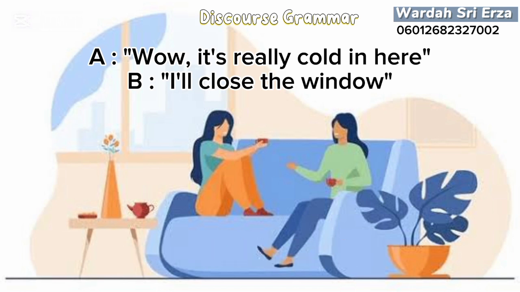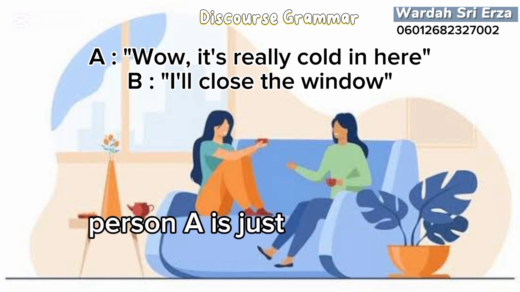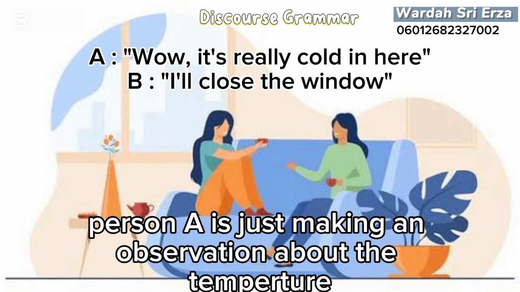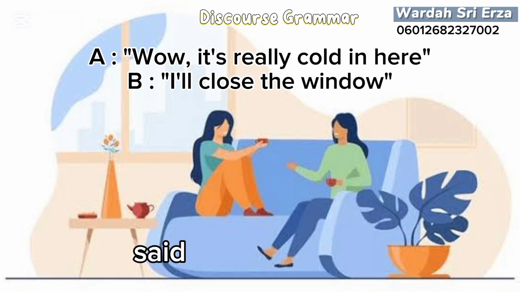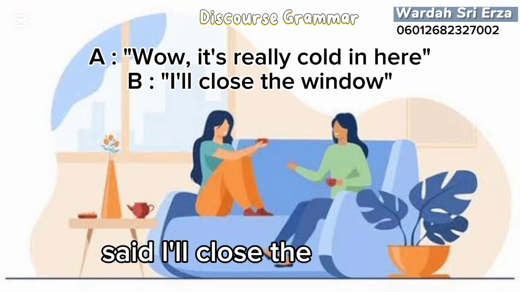Person B said, "I'll close the window." There are two meanings that we can see. The first is the literal meaning. Person A is just making an observation about the temperature. He said, "It's cold in here." Person B responds with an action plan. He said, "I'll close the window."